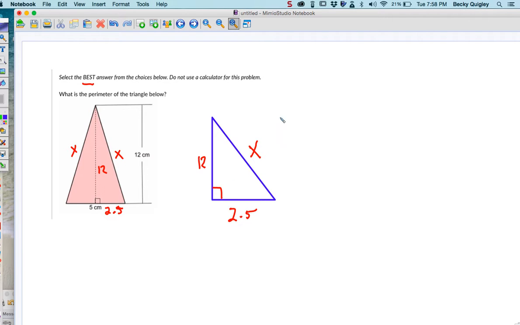This is your hypotenuse, is equal to 12 squared plus 2.5 squared, and you would solve that for x. But the perimeter means that you need to add up the lengths of all three sides. So once you solve for x here, you would have that value of x plus whatever this value of x is, obviously they're the same, plus 5. And that would give you your total perimeter.